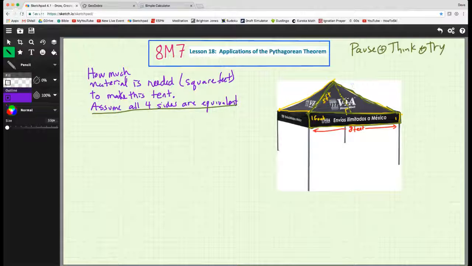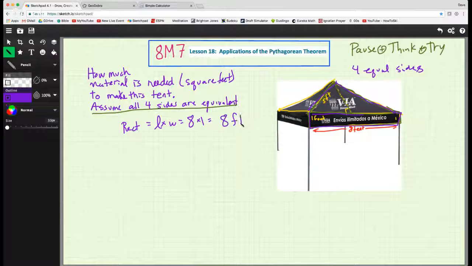Okay, I assume you're back. So what we're going to do is find this side here, and then we're going to multiply by 4. That's our strategy because we have 4 equal sides. So this side is a rectangle, and then plus a big triangle. On this rectangle, we have 8 feet. It's length times width, which is 8 times 1, which is equal to 8 square feet of material for the rectangle piece. Now, this triangle piece, we have to think about it.